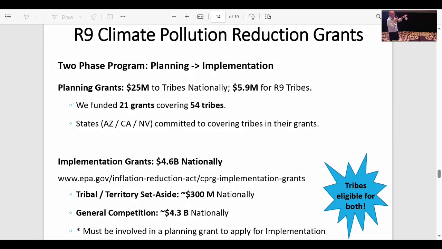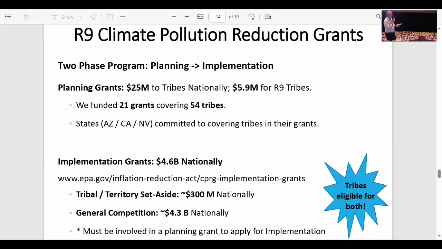So, you know, we're super proud of this. There was $25 million to tribes nationally, and included in that is $5.9 million in Region 9. In Region 9, we funded 21 grants to tribes covering 54 different tribes. So, again, I'm really proud. I think we're seeing that. We're starting to go out and talk to people. It really does cover a lot of Region 9, but potentially not everyone.